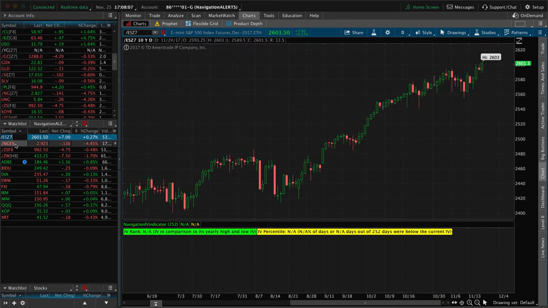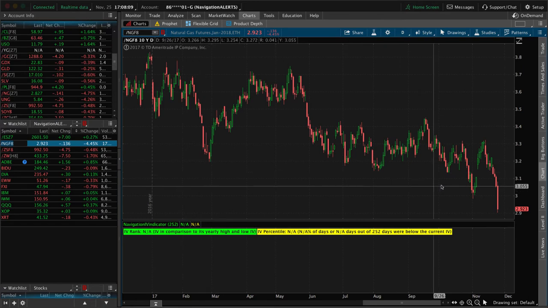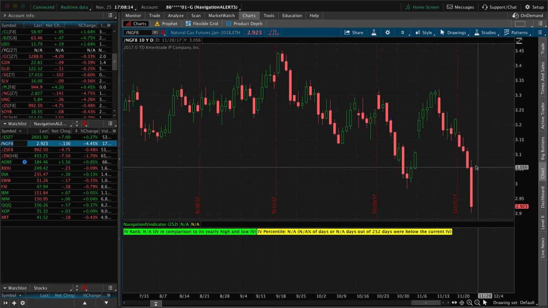Next position, Nat Gas. Wow, on Friday. On Friday after Thanksgiving, usually things are pretty quiet, but for whatever reason, and I haven't even checked to see exactly what the report was or what happened, and it doesn't really matter, but Nat Gas had a huge move down, almost 4.5% on Friday.